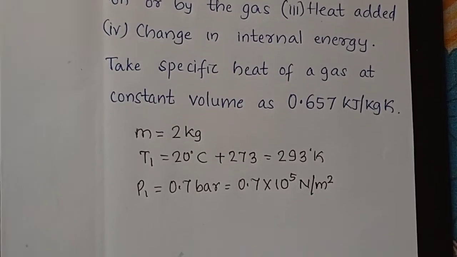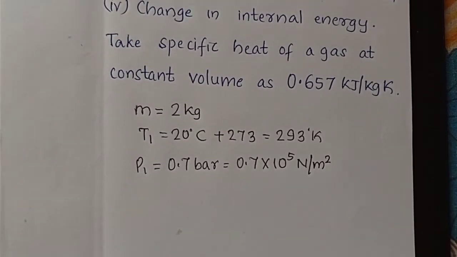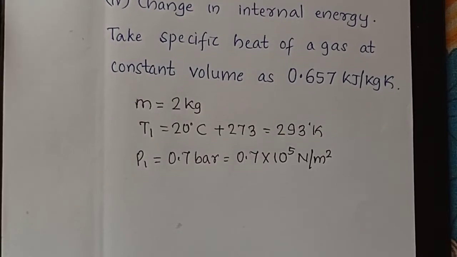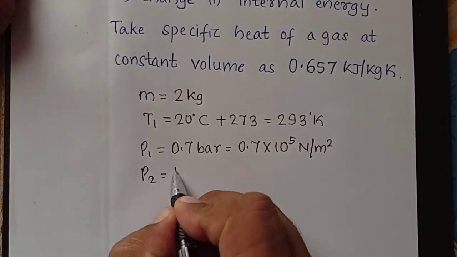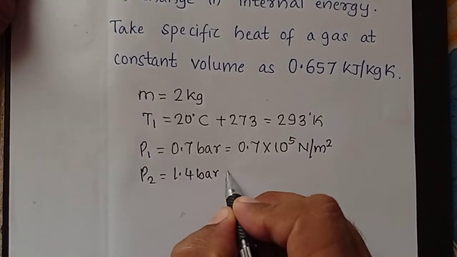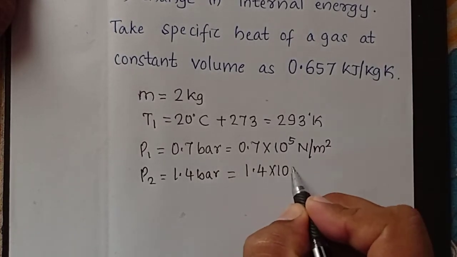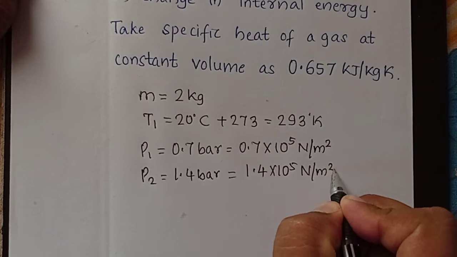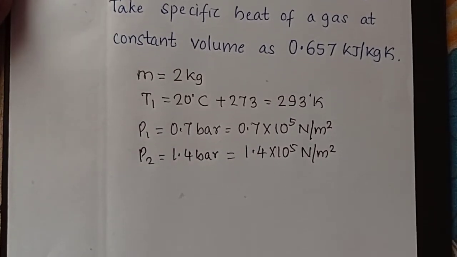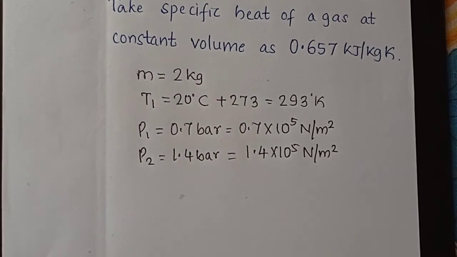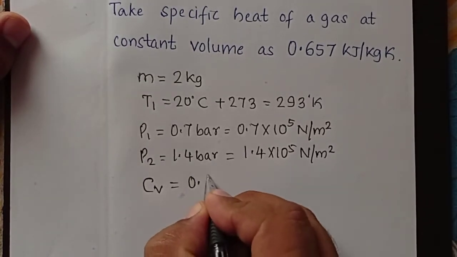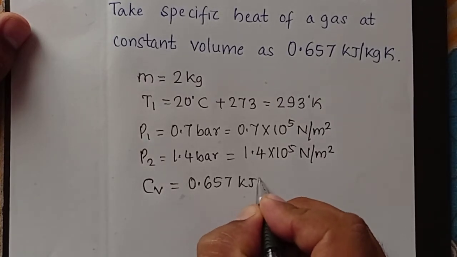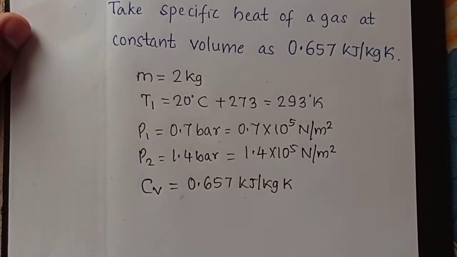Then next he says heat is supplied to the vessel till the gas acquires a pressure of 1.4 bar. So P2 is given to us. P2 is 1.4 bar. So 1.4 into 10 to the power 5 Newton per meter square is the value of P2. Then he has given us at the end, take specific heat of gas at constant volume as 0.657 kilojoules per kg Kelvin. So Cv is given to us. Cv is 0.657 kilojoules per kg Kelvin. This is the value of Cv given in the problem.